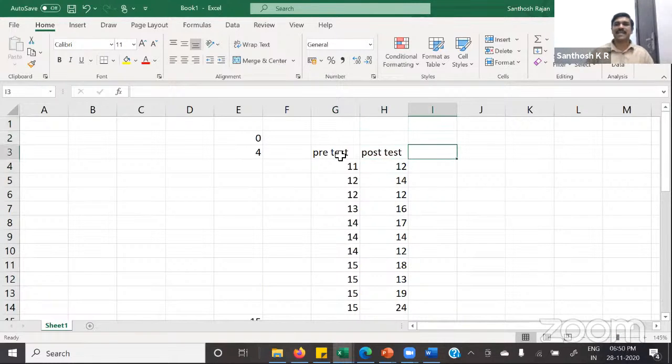Now, I will rank this based on signs. Sign means SIGN, not science, sign. What are the signs here? I will sign.